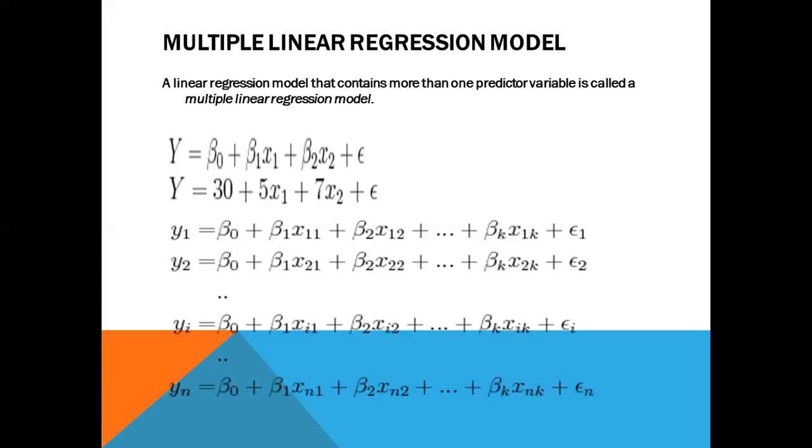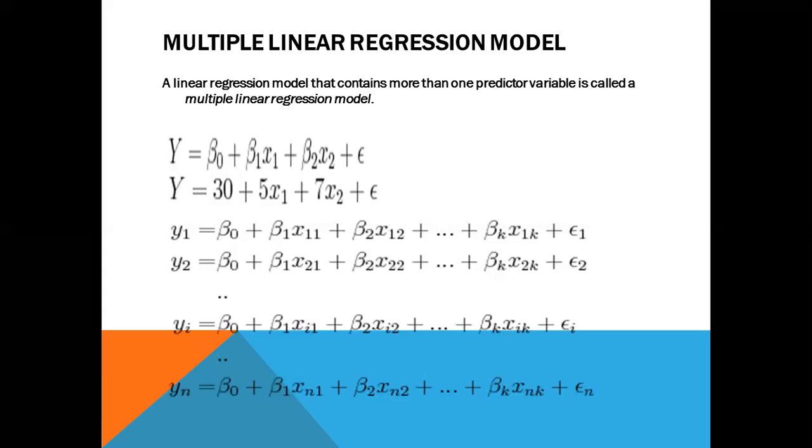If in case the inputs are 2, then the formula will be y equals b0 plus b1x1 plus b2x2 plus epsilon. For example, you can see y equals 30 plus 5x1 plus 7x2 plus epsilon. Okay, so here 30 is the intercept and 5 is the slope for x1 and 7 is the slope for x2.